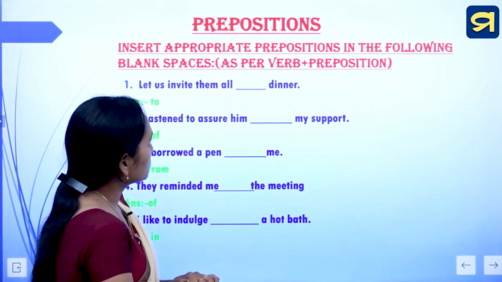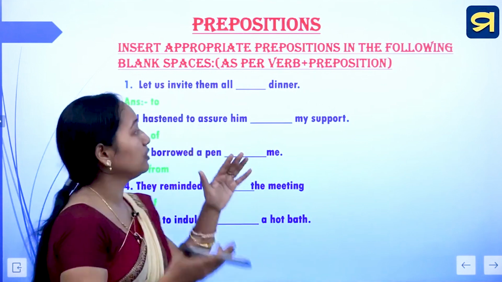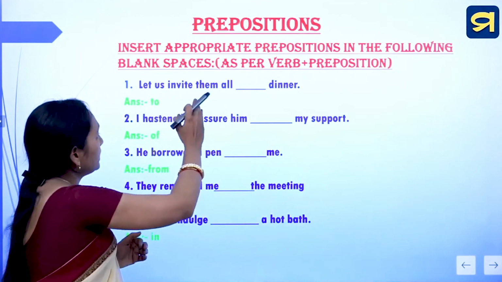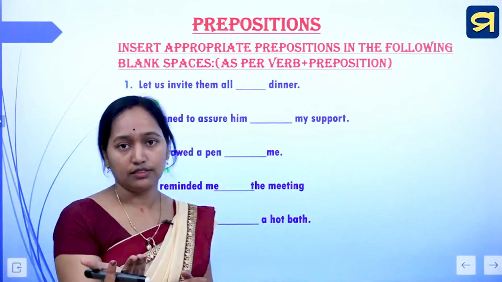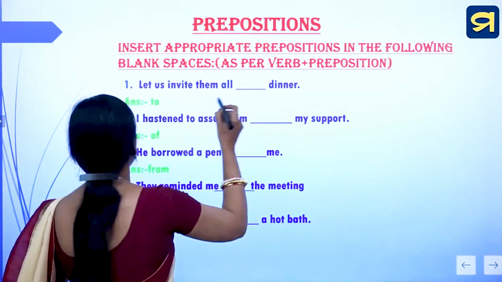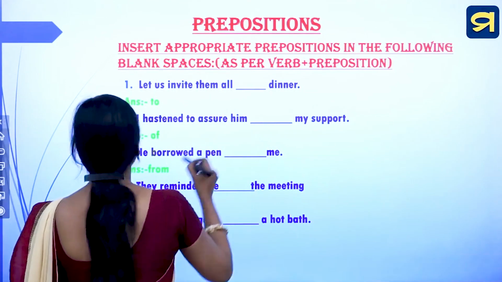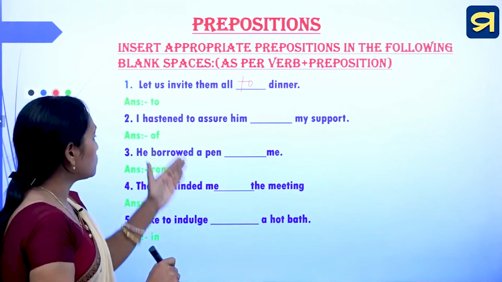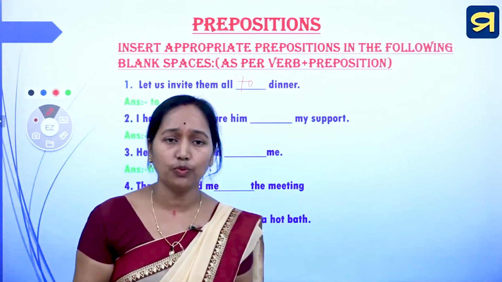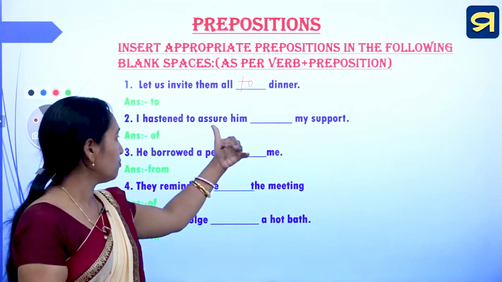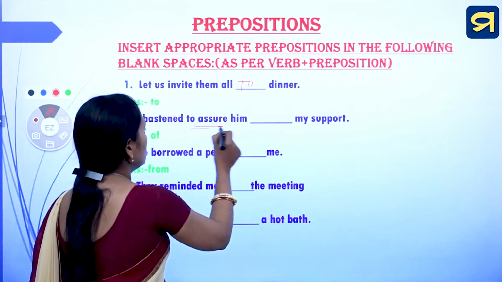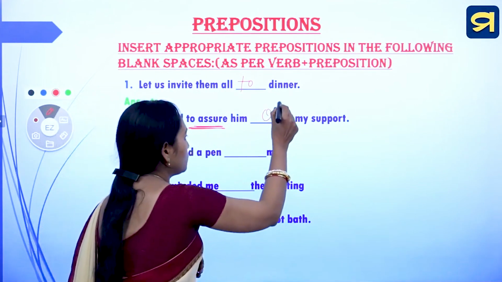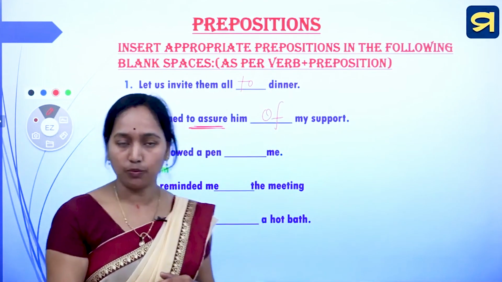Insert appropriate prepositions in the following blank spaces for verb plus prepositions. The first one: let us invite them all dash dinner. To dinner. Next, I hasten to assure him dash my support. Assure is a verb. Which preposition will be used? Assure of. Assure him of my support.